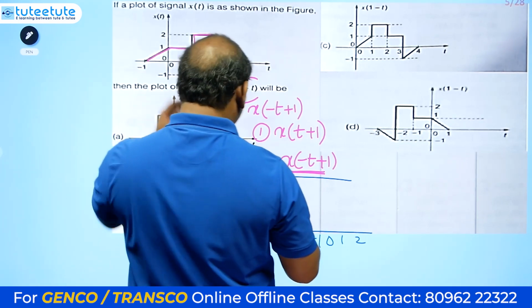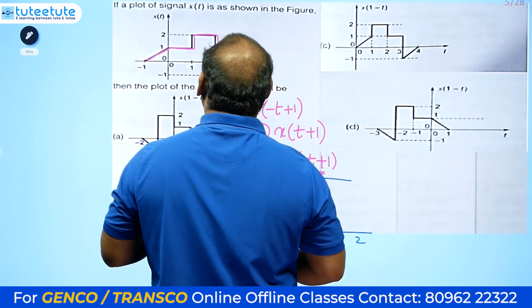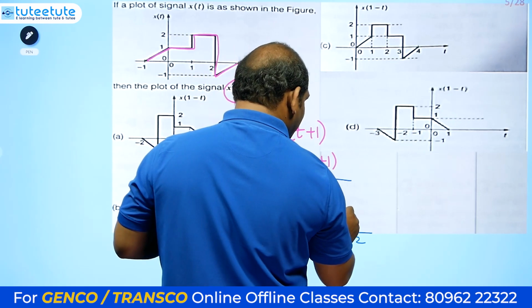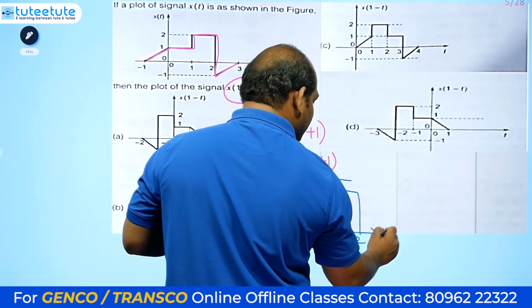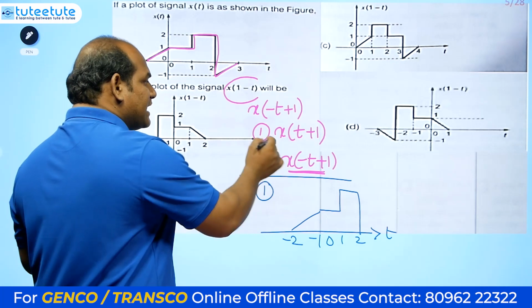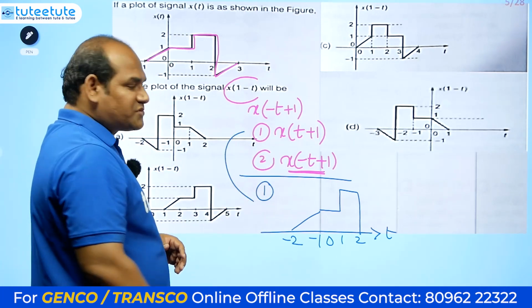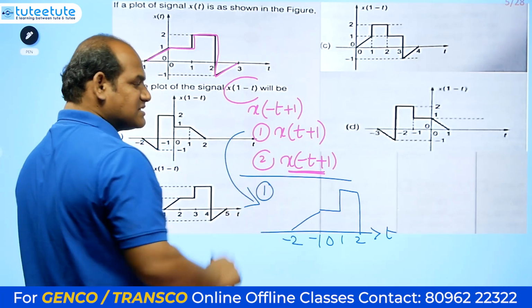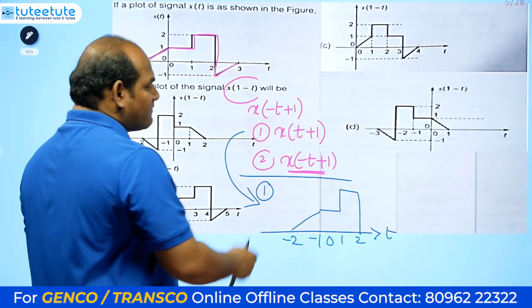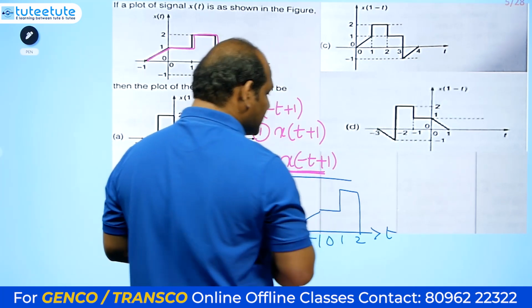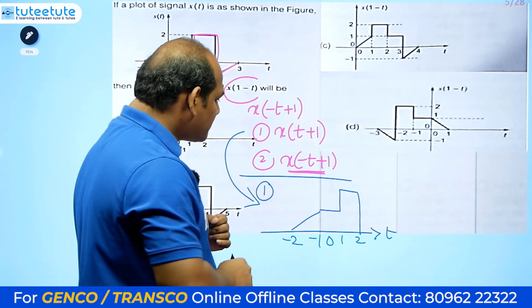Now the same pattern we can take, because of the time shifting there is no change in the amplitude. So the same amplitude levels we can get. So what is this one? x of t plus 1. Okay, x of t plus 1 is nothing but this signal. Now what we need here is x of minus t plus 1. That means we have to perform the time reversal operation.